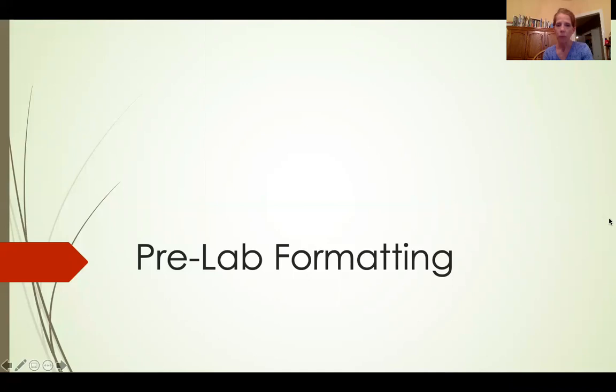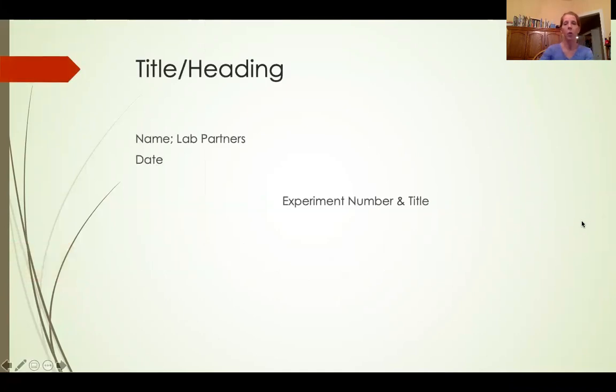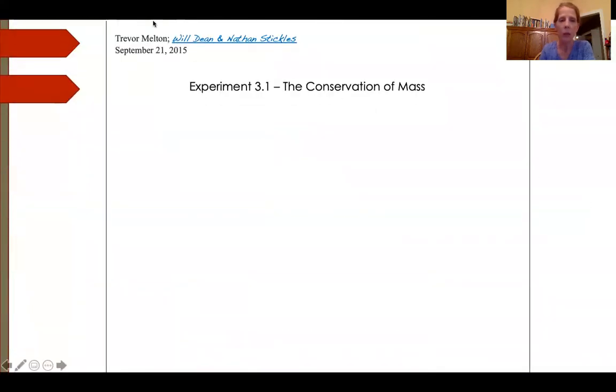First of all, on the top of your page, you're going to have a title. This is the heading part of the pre-lab. At the top left-hand corner in the heading area of your document, you're going to have your name. You're going to use a semicolon, and you're going to list your lab partners. Obviously, you may or may not know who your lab partners are ahead of time. Usually you do, and so you can type your name and then their names. If you don't, you can just leave a blank and then write those in when you get there. Below that, you're going to put the date, and below that, you're going to put the experiment number and the title.